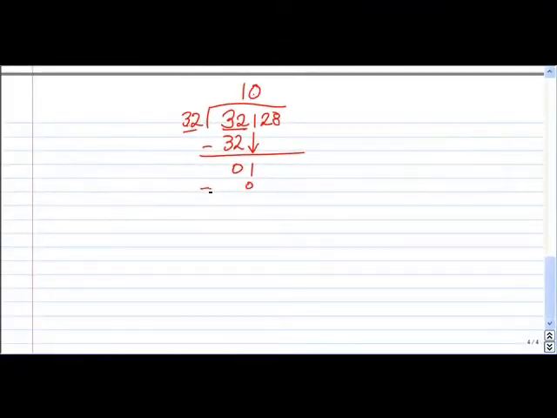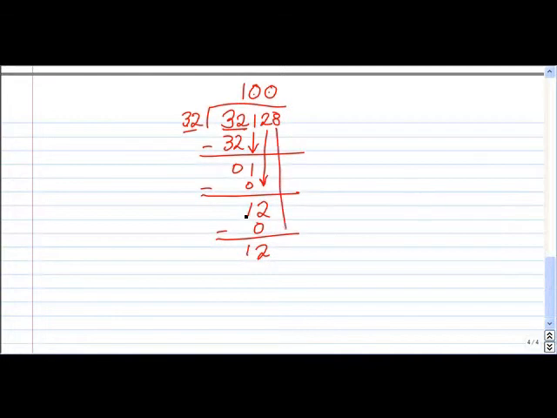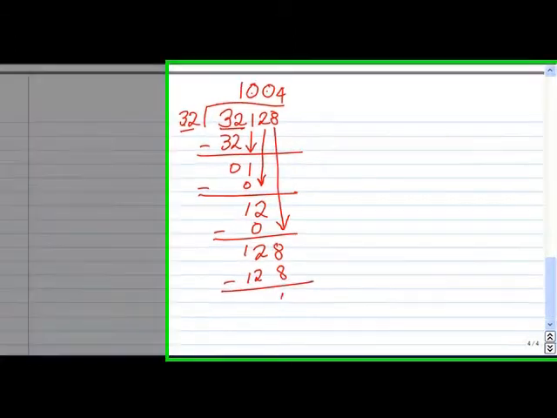How many 32s go into 12? None. So that's 0 times. 0 times 32, 0. Take it away, 12. Now you bring the next one down. That one is 8. How many 32s are in 128? You're going to have 4 of them. 2 times 4, 8. 3 times 4, 12. No remainder. So you have to be kind of careful to put those zeros as placeholders. Do not bypass these steps.